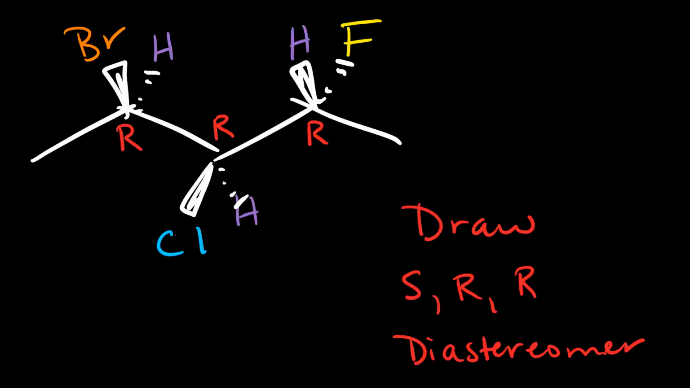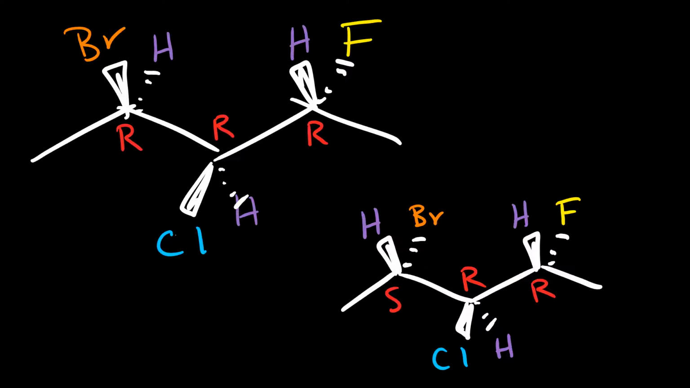If I asked you to draw the SRR diastereomer of this compound, you would only need to invert the first stereocenter to go from an R to an S configuration. And so you can see here I kept these two the same and then just inverted this first one to come up with the opposite configuration.